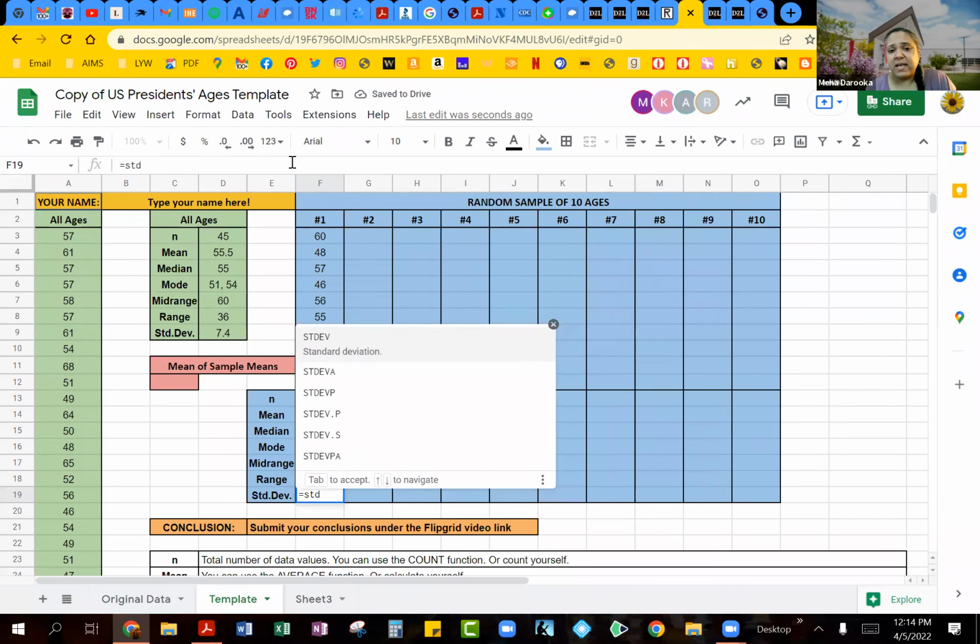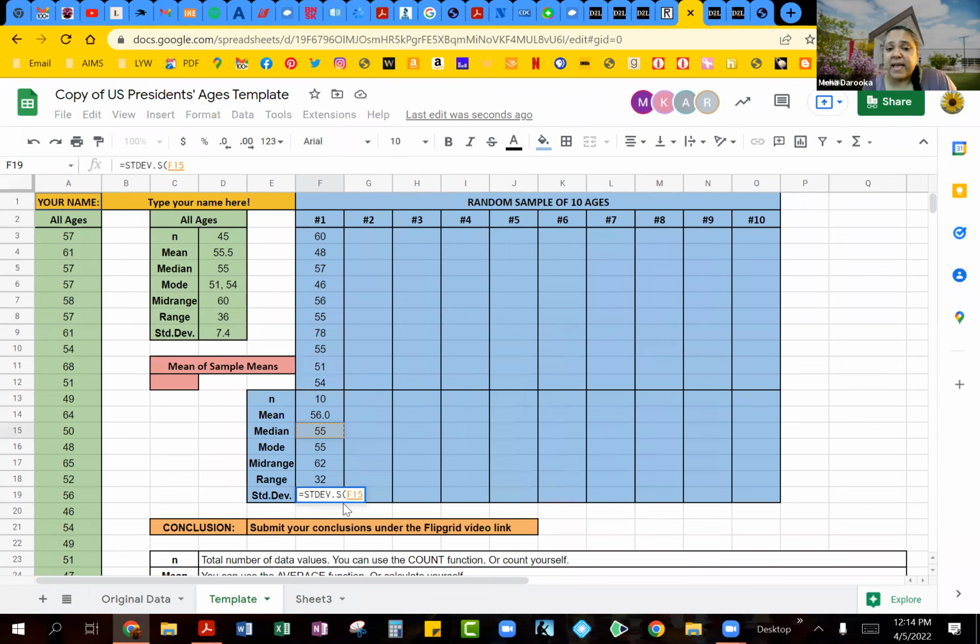Now here, guys, is where you have to be careful when you do your standard deviation. Remember, this is a random sample of 10 ages from this 45. So this no longer is your population. So you do have to use the .s function over here. And that's going to be for, again, only these 10 data values.